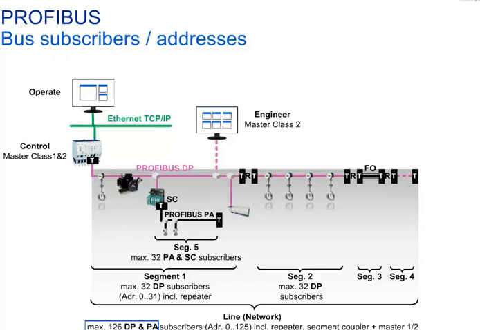All segments together must not exceed a maximum of 126 bus subscribers per Profibus line, with addresses 0 to 125. Should this be insufficient, another Profibus line can be connected to another Profibus MasterCard, and so on. Solely, the performance of the distributed control system may limit the possible number of Profibus subscribers in a plant.